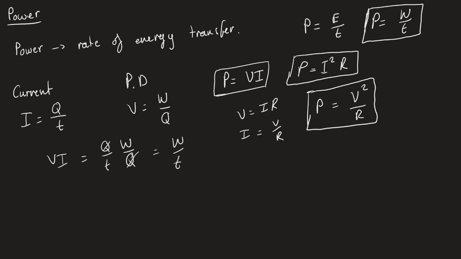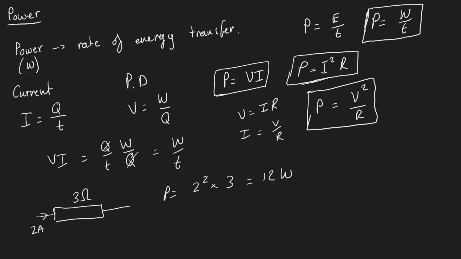So, as an example, if I had a component of some resistance of 3 ohms and it had 2 amps traveling through it, we might ask, what's the power across this? Well, we've been given a resistance and a current, so we choose which one includes resistance and current. It's going to be this one. So the power across here is the current 2 squared times by 3. 2 squared is 4 times by 3 gives you 12, and power is measured in units of watts.